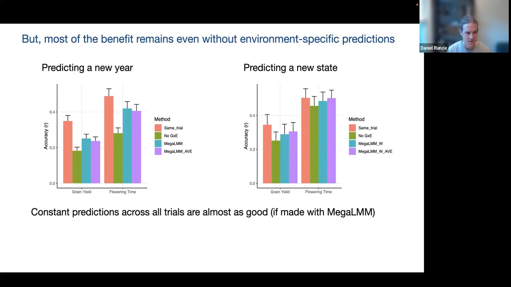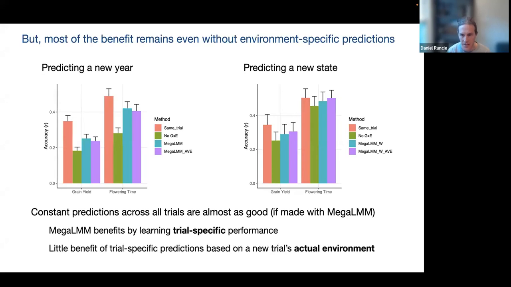So this is kind of confusing. We see MegaLMM benefits, at least in the CV2 context, by learning trial-specific performance. But we get little benefit of these trial-specific predictions if the trials are new, into a new environment. And so, while MegaLMM is getting us accurate predictions, I think these results are saying that we're still not really effectively modeling the environmental drivers of G by E. So it's useful, but still not doing exactly what we want.